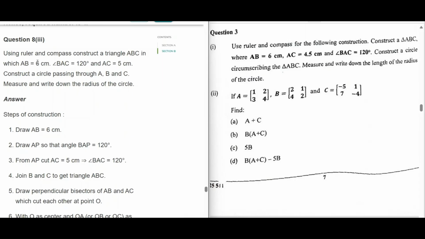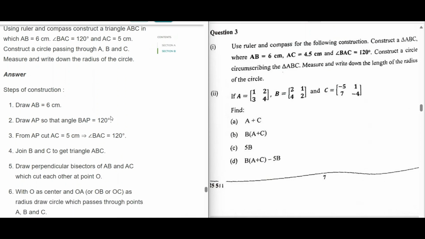Here AB is 6 cm given. Here also AB equals 6 cm given. Angle BAC is 120 degrees, and this is also 120 degrees. AC is 5 centimeter in that one, and here AC is given as 4.5 centimeter. Only AC is different. Same question as in 2023. Many questions are from 2023.